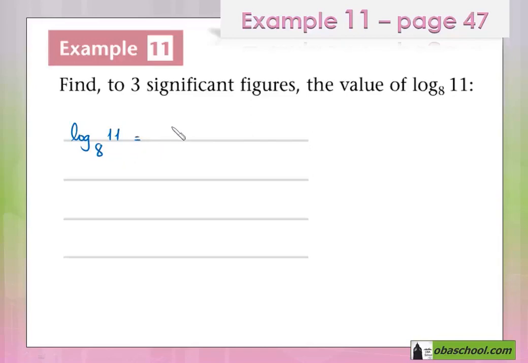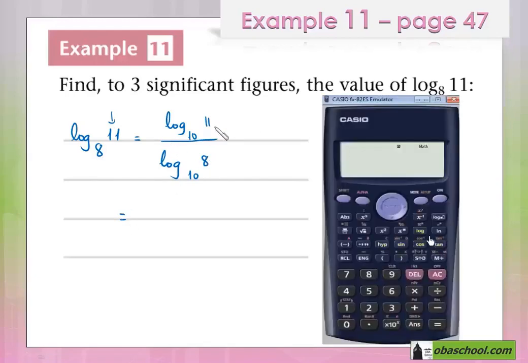So if we had log 11 base 8, let's change it to base 10. And so this would be having base 10 in both numerator and denominator, and the 11 is going to be in the numerator and the 8 is in the denominator. So it's going to be log 11 base 10 divided by log 8 base 10.